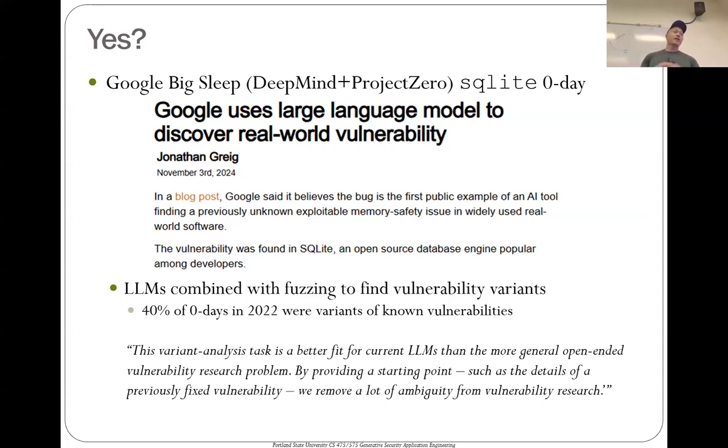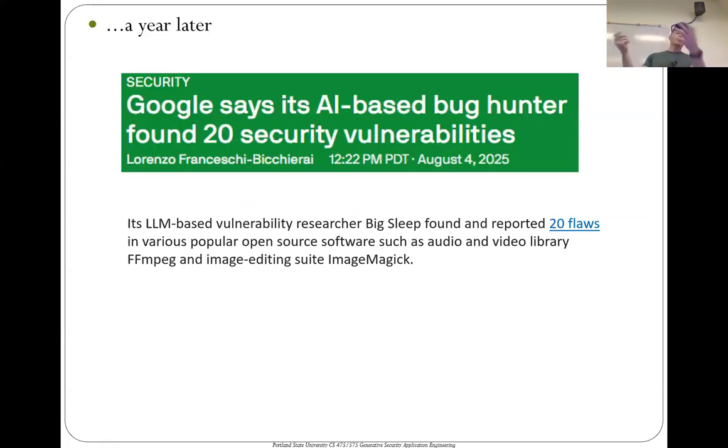A year later, they got even better results: 20 security vulnerabilities, and these were straight up vulnerabilities. These weren't variants. They pointed their tool to look for memory flaws in ImageMagick and FFmpeg. Now, the maintainers of these two tools were like, just don't report the bug. We don't have time to patch all the bugs that you find. The developer's like, yeah, I can't fix all those. So the response was, why don't you give me a patch too? And that's what Google is now trying to do.